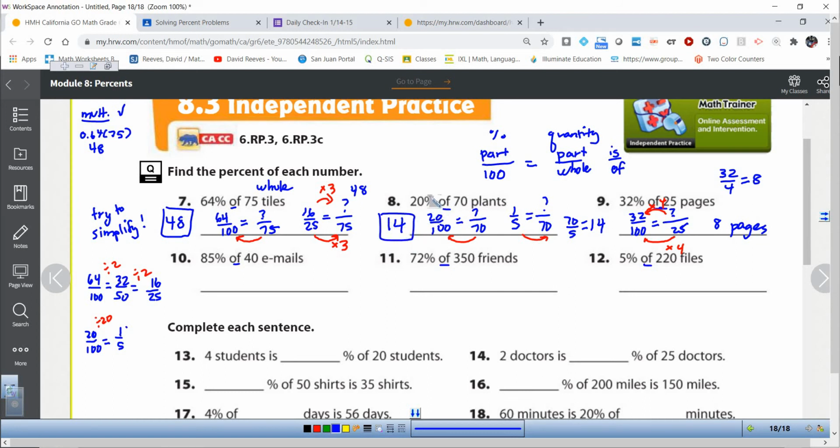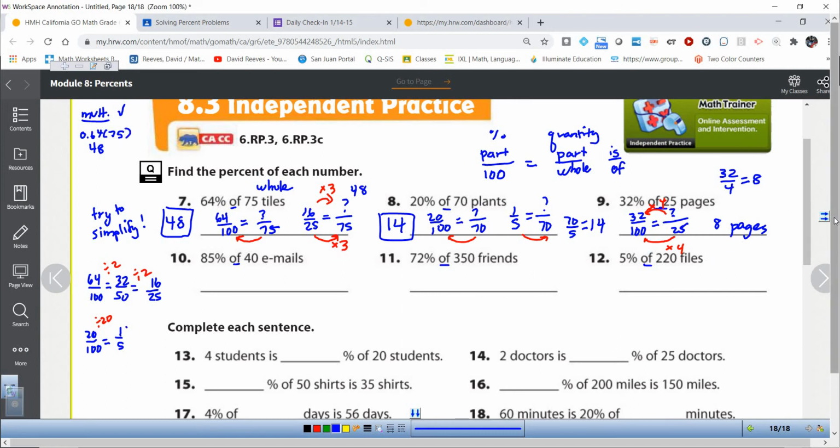Of course, if you have memorized 20% and you knew it's 1/5, then you could say, well, 1/5 of 70 plants. I could simply do 70 divided by 5 directly and get that 14. All right? Okay, so again, we're looking for this relationship right here. Part over 100 equals part over a whole, because percent is always over 100. These ones would be set up the same way. And remember, if you get denominators where one is not a multiple of the other, simplify until it is. Or if that doesn't work, you can always fall back on the multiplication method.